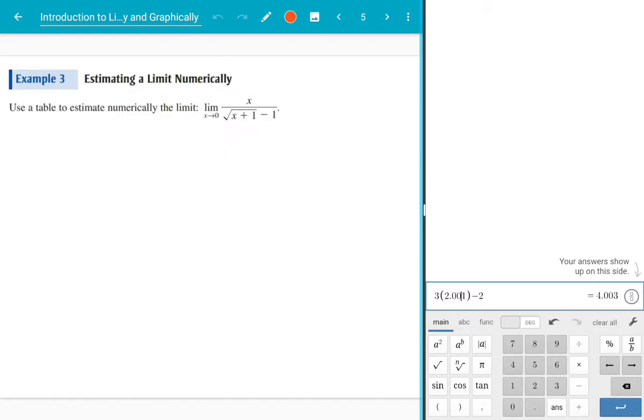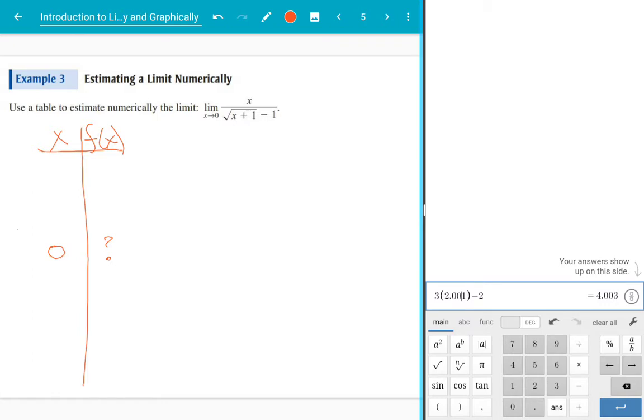Let's look at our next example. Here's one that's a little bit more complex. Again, we want to use a table to estimate it numerically and see if we can get a limit. So again, we want to use some values here. This time we are approaching this function as it approaches 0. So 0 is going to be our middle number here. We're going to see what the limit is, if it exists, as it approaches 0.